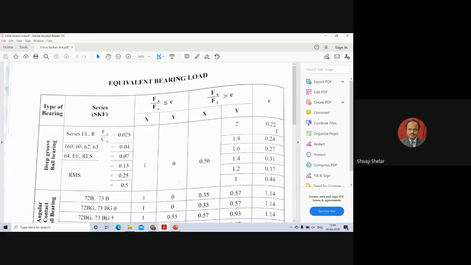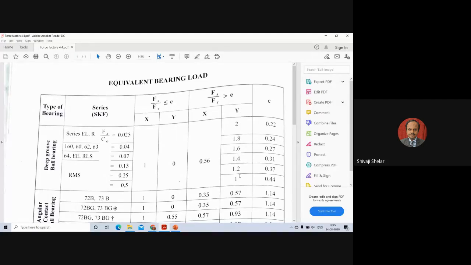If your FA is greater than 20 or 25%, or depending upon the position here, 44%. If FA by FR is greater than e, this means your FA value is proportionately larger, or sometimes greater than your FR value also. Then in that case, your X and Y values are different. You can see there, X value is 0.56, that is your radial load factor, and Y value is your axial load factor.